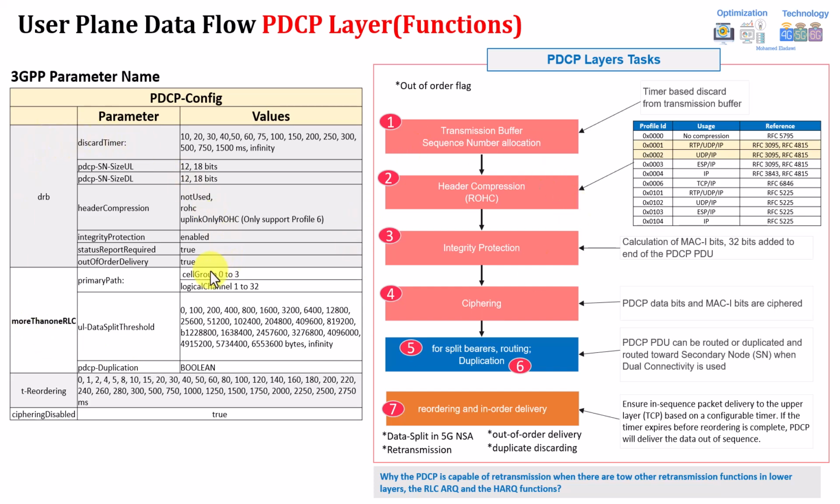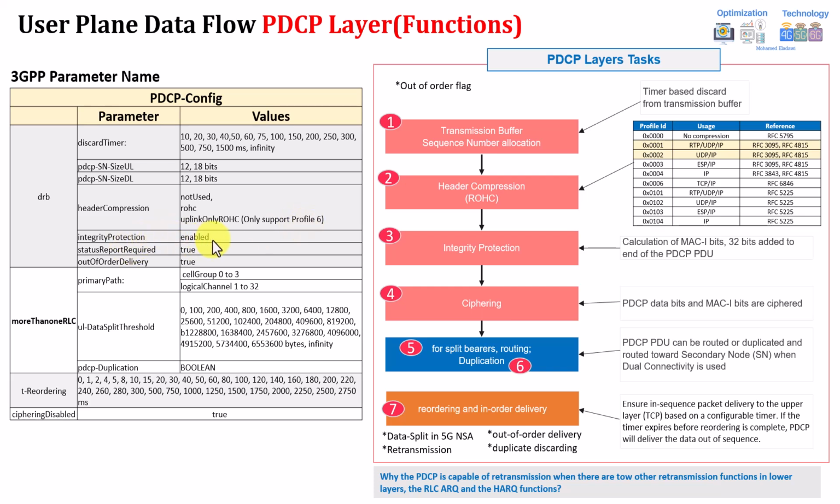These are 3GPP parameters. You can find that there is something called discard timer. This is related to the transmission buffer. This is related to the sequence number, whether it's 18 bits or 12 bits, and header compression. It will highlight whether it's used or not used for uplink only. And in case it is used for uplink only, by the way, as per the 3GPP, this means it will only support profile 6. All the other profiles cannot be supported, which is TCP/IP compression. Okay, so this is just a side note.